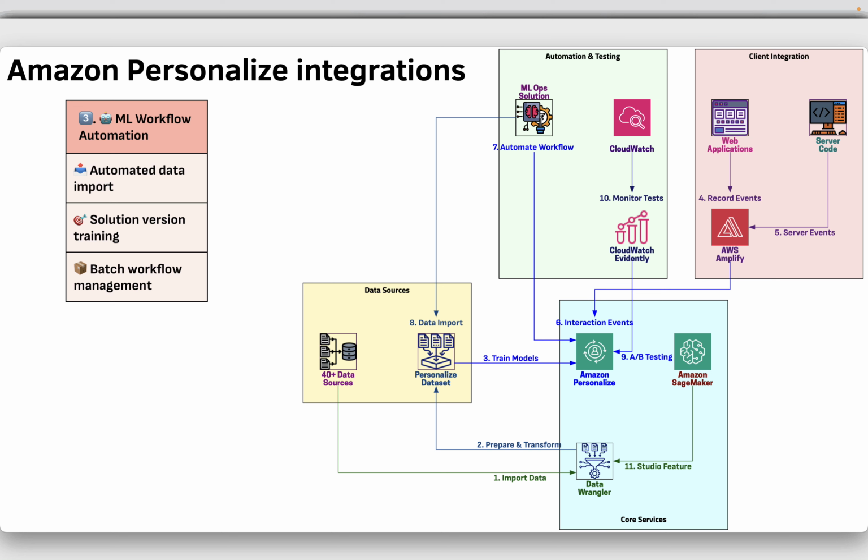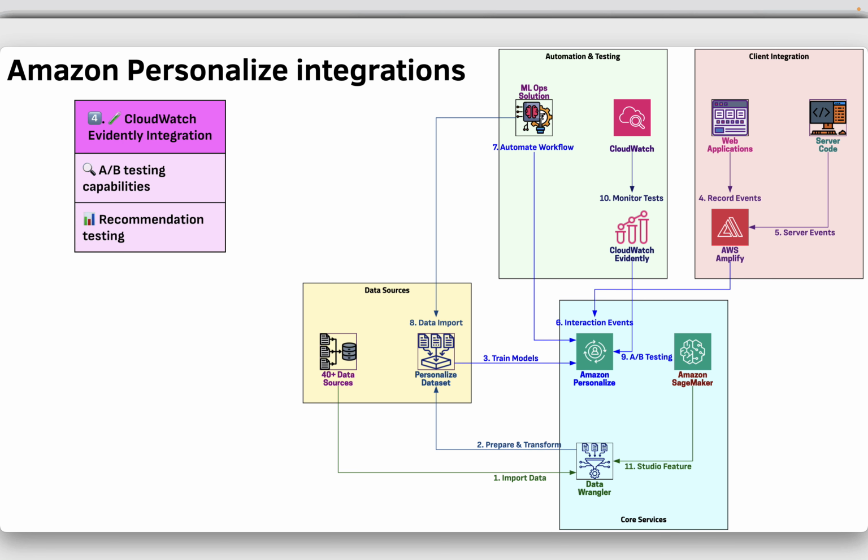The AWS Solutions implementation for maintaining personalized experiences with machine learning automates the Amazon Personalize workflow, handling tasks like data import, solution version training, and batch workflow management. Amazon CloudWatch Evidently. This is a part of the CloudWatch service. There's a component called Evidently, and this integrates with Amazon Personalize to enable A/B testing of recommendations, and that allows users to evaluate and optimize their personalization strategies.